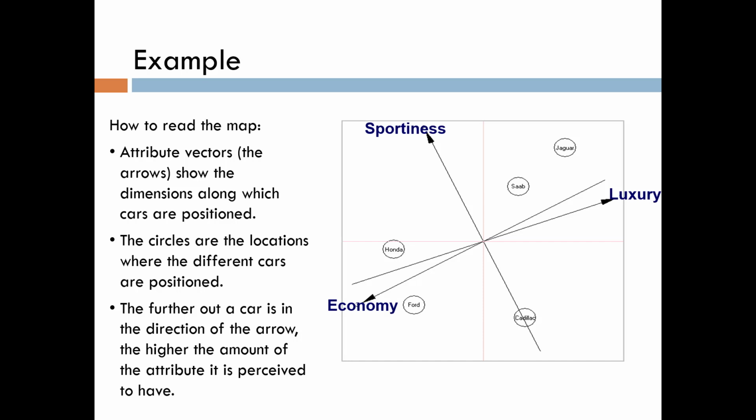It's important to remember that it doesn't matter how far the circle is from the arrow. The only thing that matters is where it lies in the direction of the arrow. For example, to see where Saab lies on the luxury dimension, you can draw a line from that circle that is perpendicular to the luxury vector. Here Saab lies at the point A on the luxury vector. Similarly, if you draw a line from Jaguar's location perpendicular to the luxury dimension, it intersects the dimension at B, which is further out on the luxury dimension than A. So this means Jaguar is perceived as having more luxury than Saab.